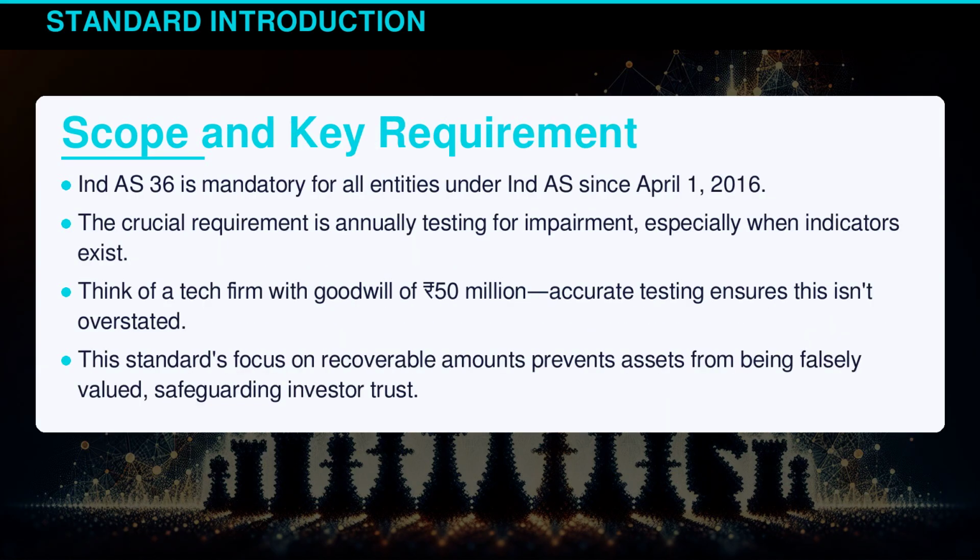Indian Accounting Standard 36 is mandatory for all entities under Indian Accounting Standard since April 1, 2016. The crucial requirement is annually testing for impairment, especially when indicators exist. Think of a tech firm with goodwill of 50 million rupees. Accurate testing ensures this isn't overstated. This standard's focus on recoverable amounts prevents assets from being falsely valued, safeguarding investor trust.